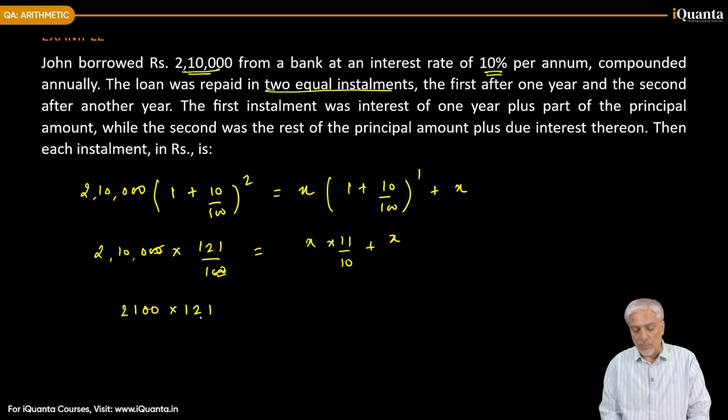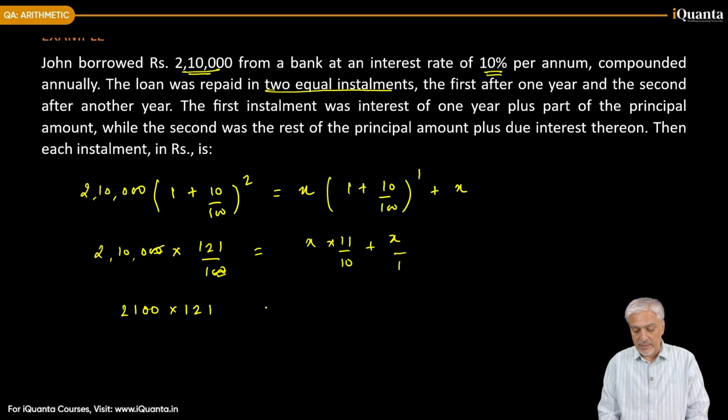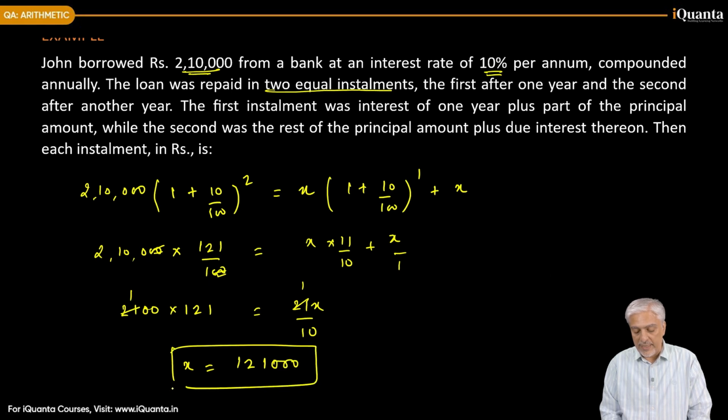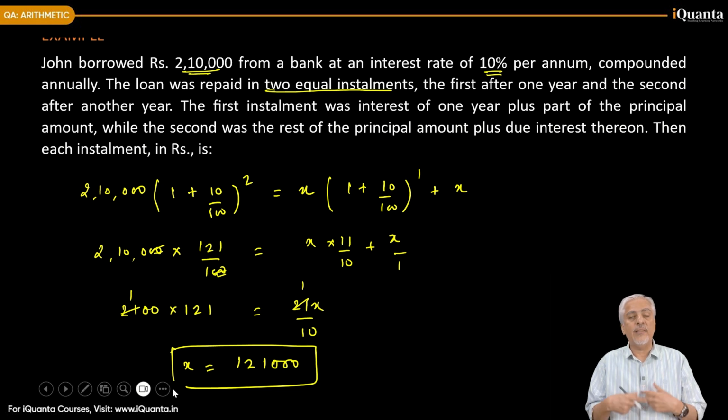2100 into 121. Here I'll take LCM. What will I get? I'll get 11x plus 10x is 21x, right? So this will become, if I take LCM properly, 21x upon 10. 21 will cut over here. 21 ones are 21, 100. Take this 10 on top. So my x ka value is 1,21,000. 1,21,000 is the installment.